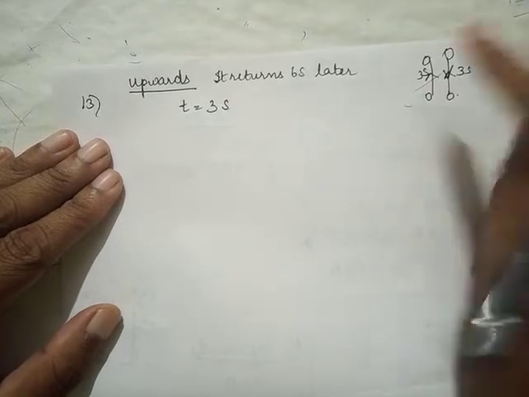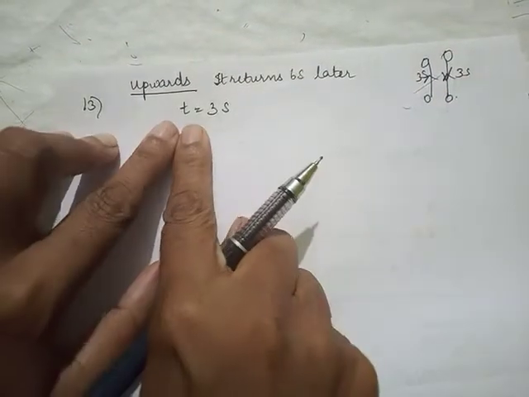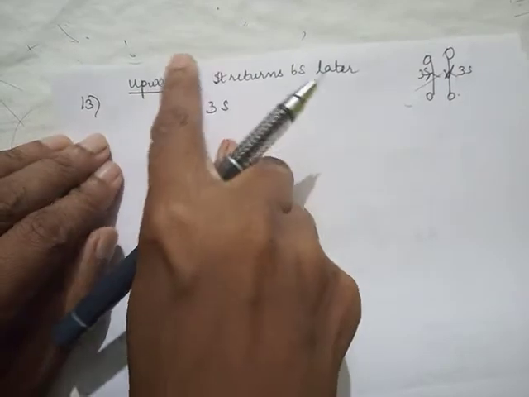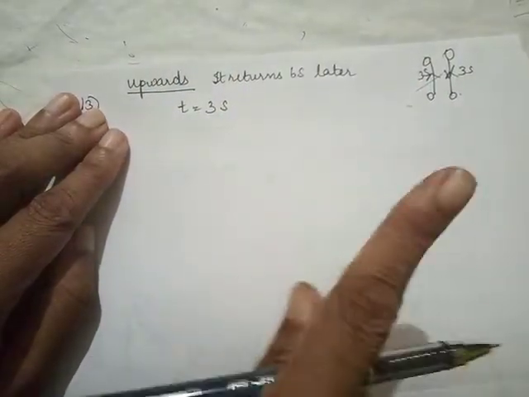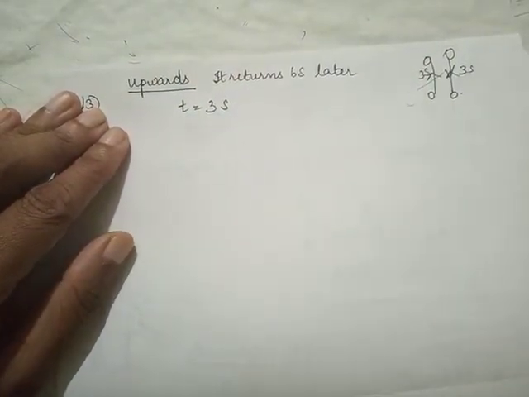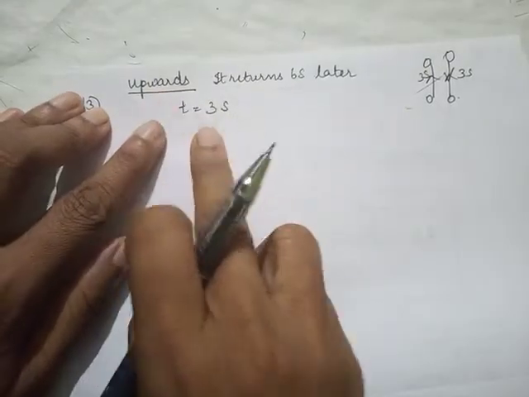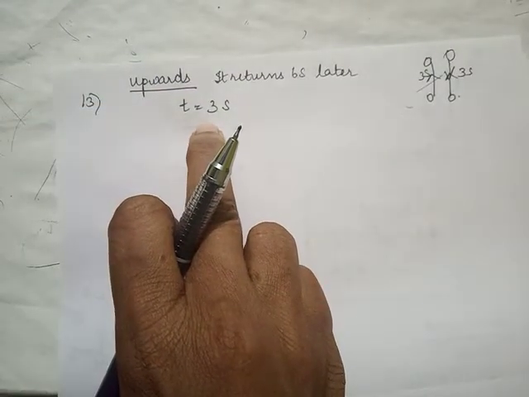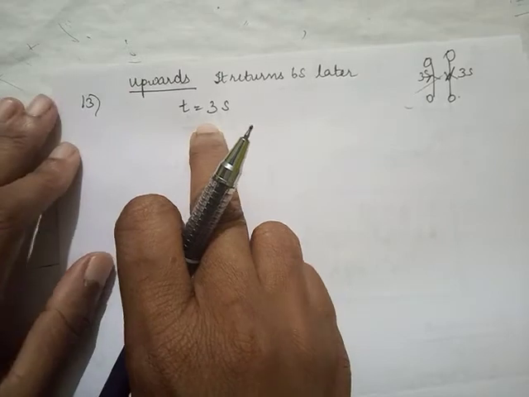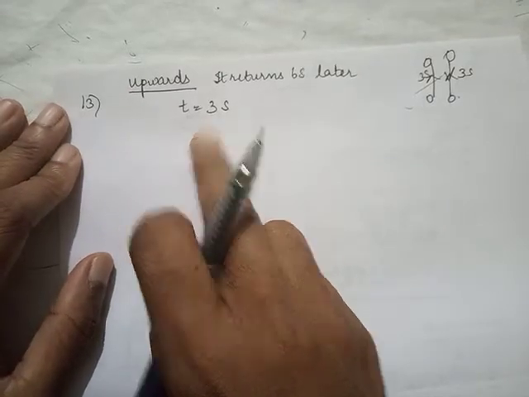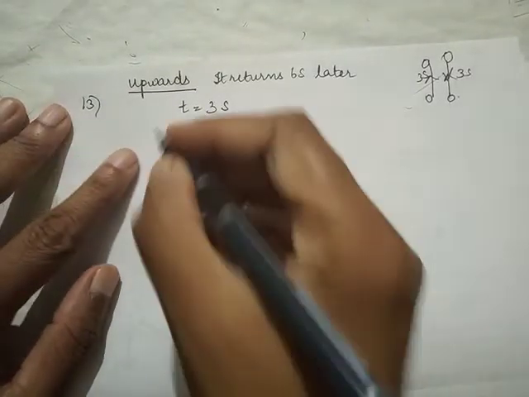Okay, totally it is 6 seconds for going and coming. So when we solve the numerical, we can solve either for upward or downward. We cannot solve both together. So we are taking the upward motion. So time you have to take as 3 seconds only. Then the greatest height reached and then the initial velocity of the ball.